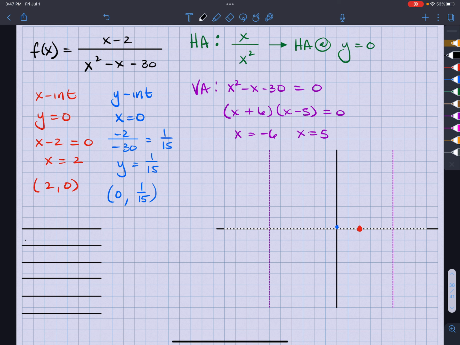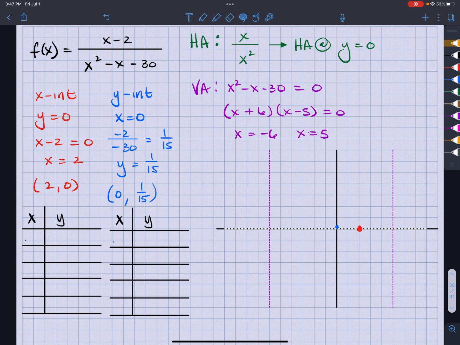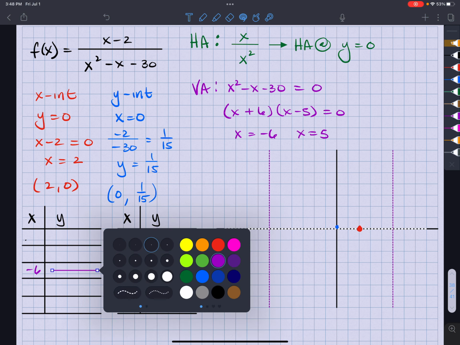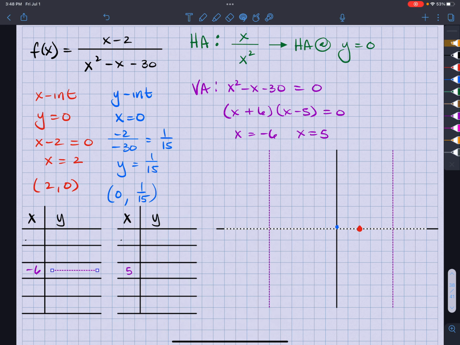And then I need this piece right here. Right, here's my X, here's my Y, and I need both this one twice. Right? One is going to be when my vertical asymptote is at -6, and one's going to be at 5, right? And both of these are going to have my vertical asymptote during that time.